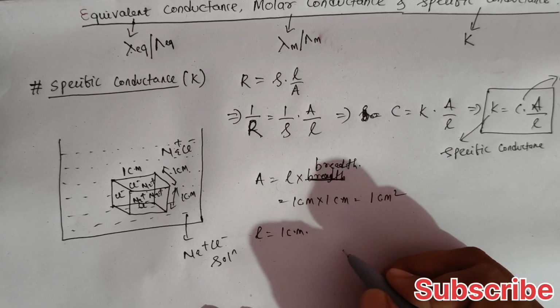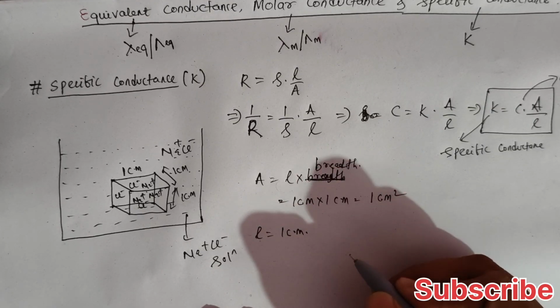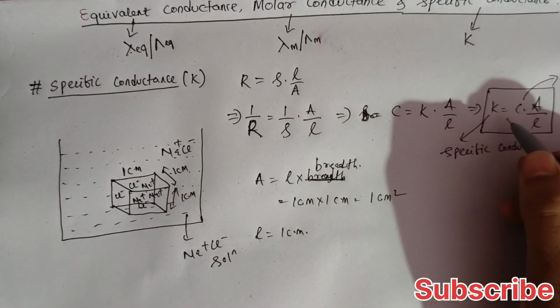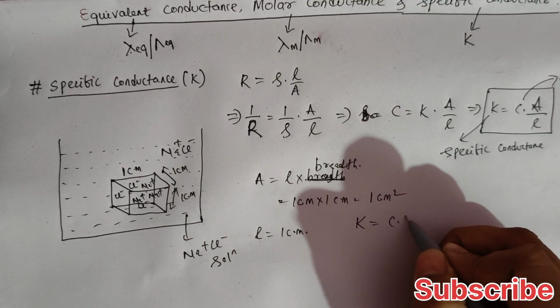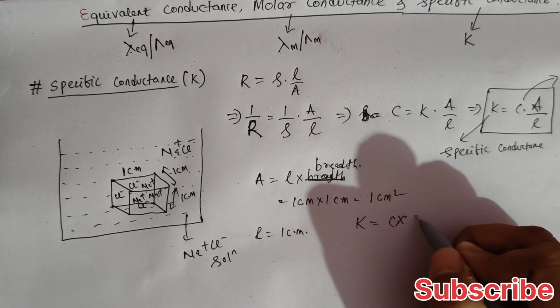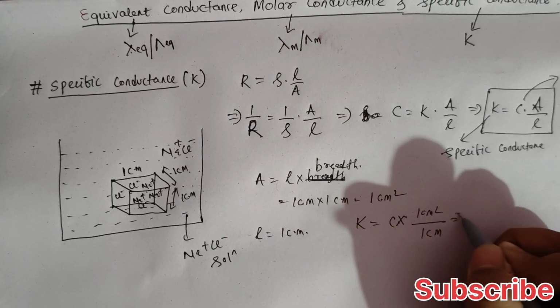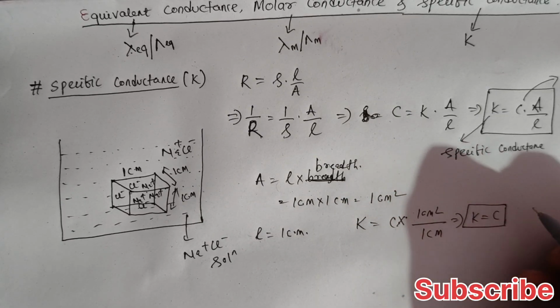So what happens to its volume? Volume becomes length into breadth into height. If I put these values in this formula, what happens? K is equal to C into A by L. A equals 1 centimeter square, L is 1 centimeter. So that implies K equals C.